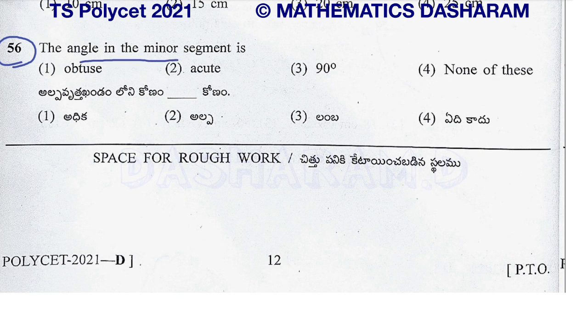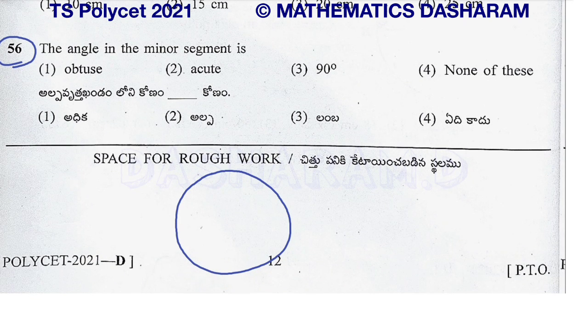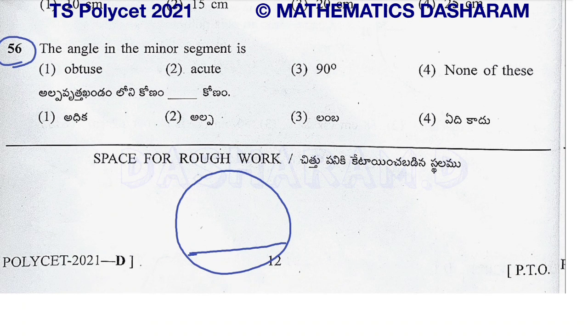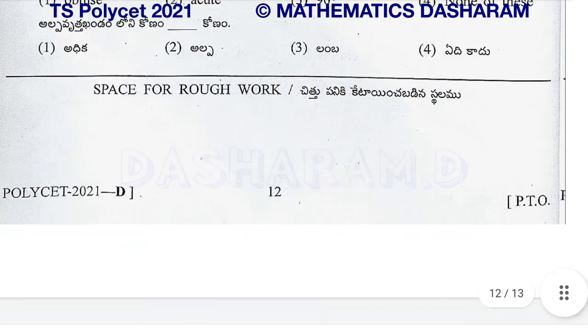The angle in a minor segment is... So minor segment: here is a circle. So here is a chord. Then the smallest portion is the minor segment, and the remaining portion is the major segment. So it is asking what is the angle in the minor segment. Angle in the minor segment means this. Here this is an angle in the minor segment. So what is its angle? Definitely an obtuse angle. Option 1 is correct. Next, the 57th question.